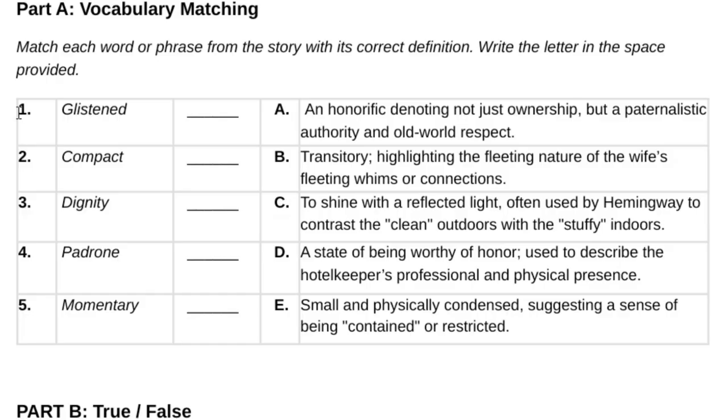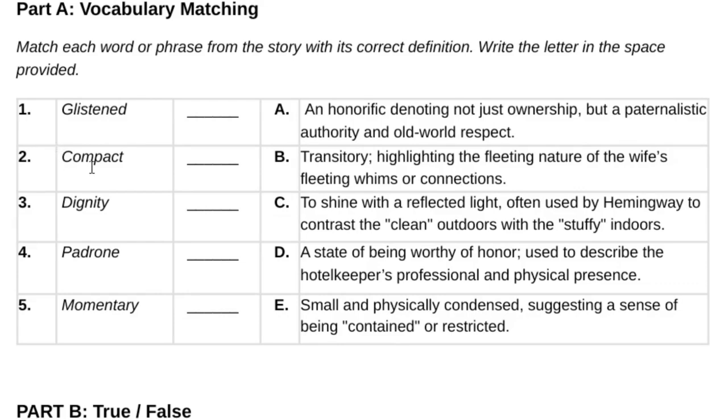Let's look at the first one, glistened. This word describes the war monument in the rain. It is used to contrast the clean outdoors with the stuffy indoors. The second one, compact.